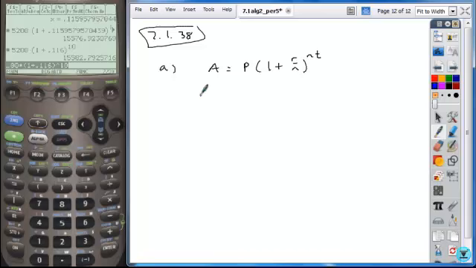So you want to have a given amount. So you want to have $3,000. You don't know P, but you do know the interest rate at 2.25. So in decimal form, 0.0225 over n.